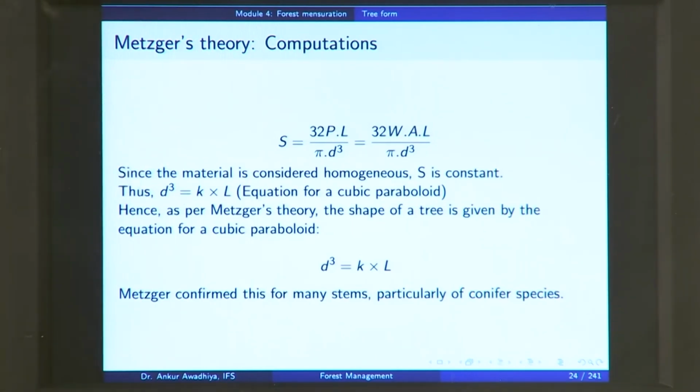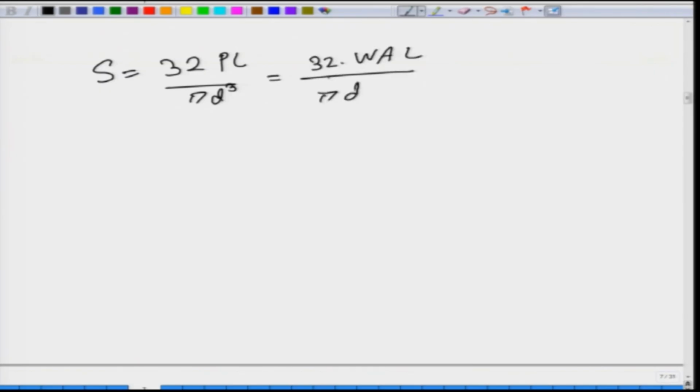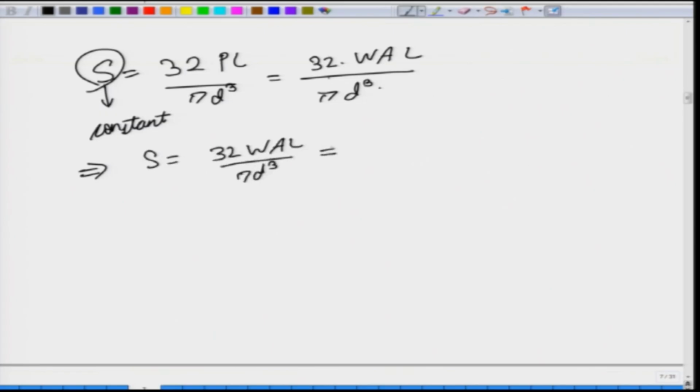So, what are we getting here? We said that S is equal to 32 P L by pi d cube, which is equal to 32 W A L divided by pi d cube. Now, S is a constant. So, in this case we have S equal to 32 W A L by pi d cube, which gives you that d cube is equal to 32 W A L divided by pi times S.